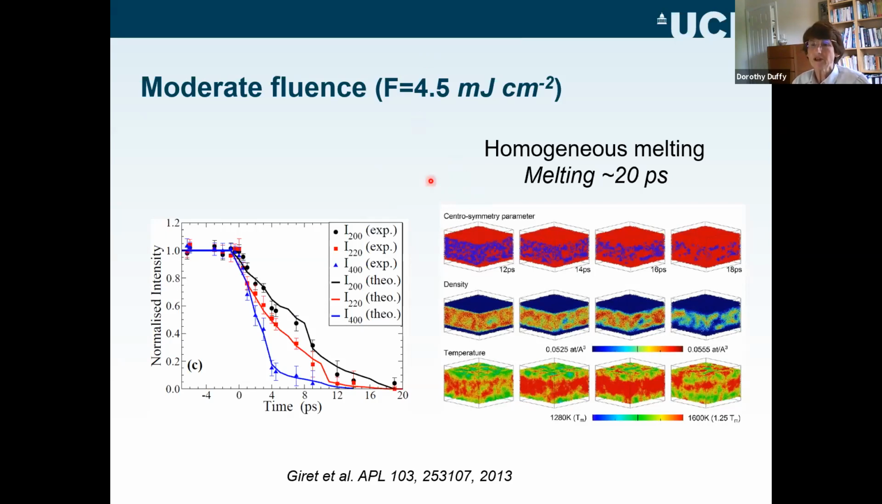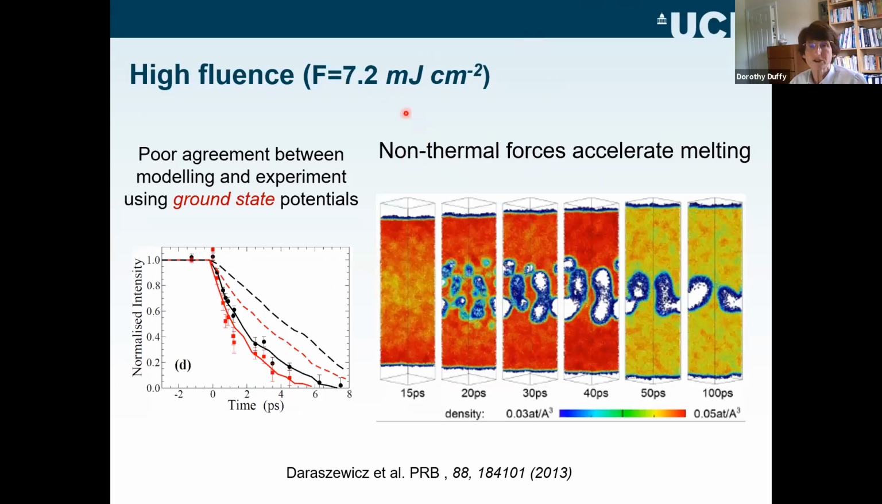And here we get something called homogeneous melting, where the melt front doesn't necessarily move from the surface through the center, but you get pockets of melting being nucleated throughout the thickness of the film. So we can see the transition between homogeneous melting and heterogeneous melting. So then the next step was to do the higher fluence.